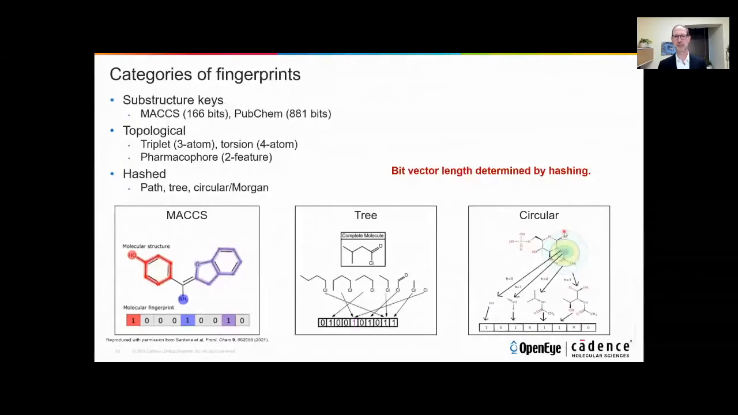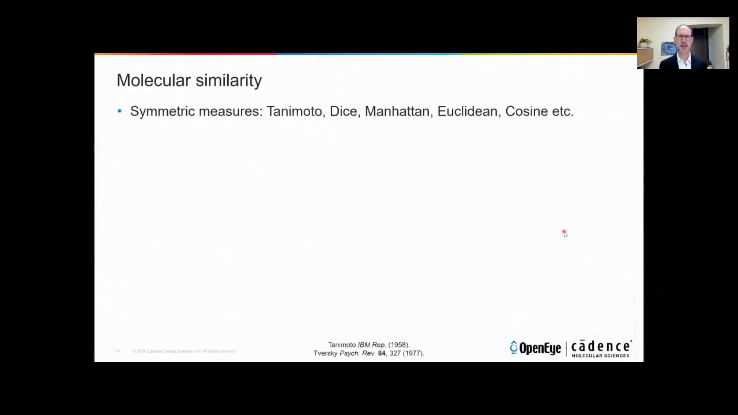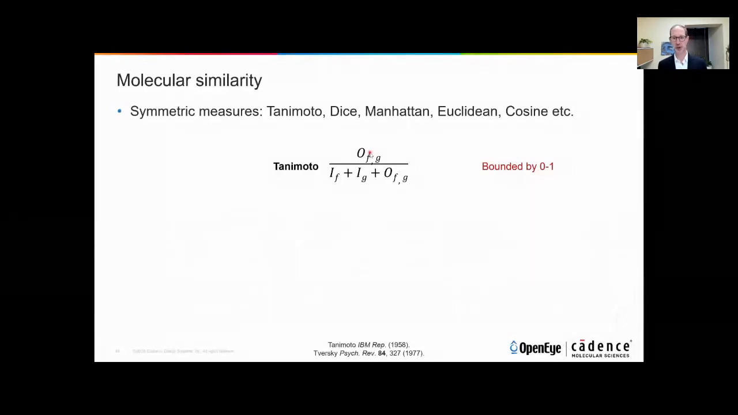So now we have a molecular representation, the fingerprint. Now we have to compute similarity. Lots of different ways to do that. So 2 basic classes: symmetric measures, and by far the most famous symmetric measure is the Tanimoto. The O term here is the overlap between 2 molecules, F and G. In this case, it's the number of bits in the fingerprint that are on in both. I_F and I_G are the individual number of bits on in 2 separate molecules, and again, that's the overlap. By construction, this is bounded 0 to 1. 0, no bits in common between the 2, absolute difference. 1, all bits in common. The molecules are essentially the same as far as the fingerprint is concerned.